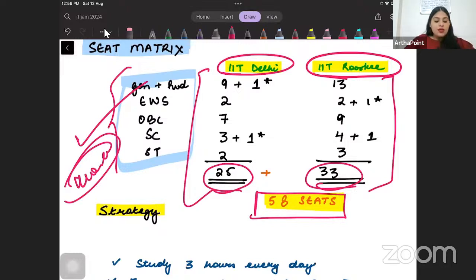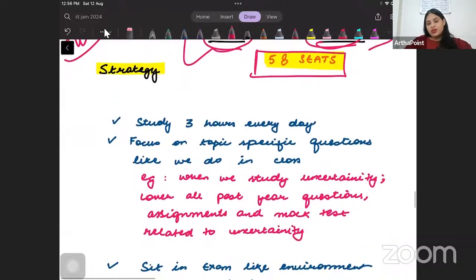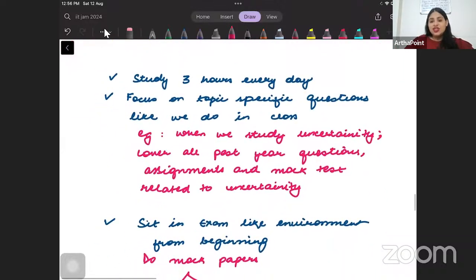Okay. Now, let us go ahead and let us talk about the strategy. क्या करना चाहिए और कैसे करना चाहिए with this limited time period that we have.